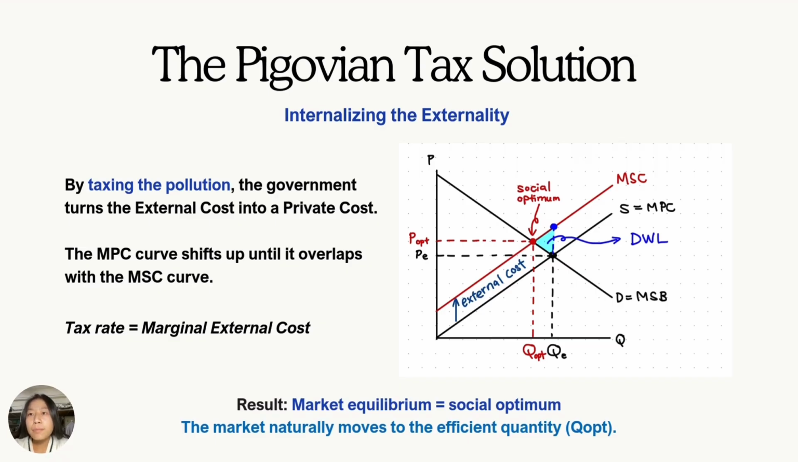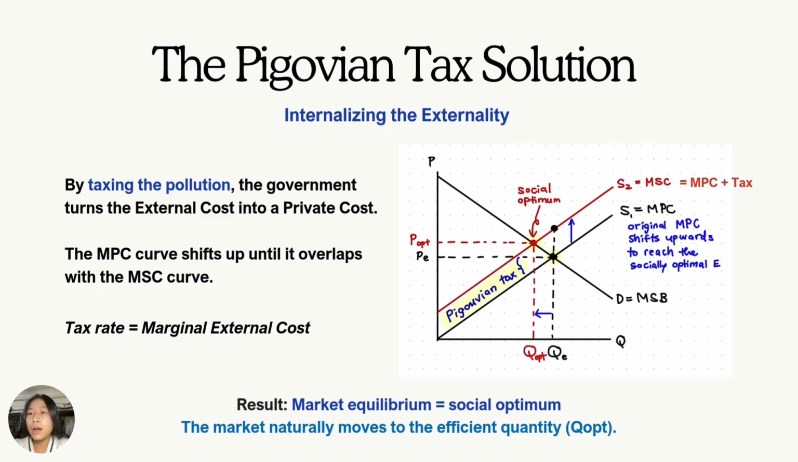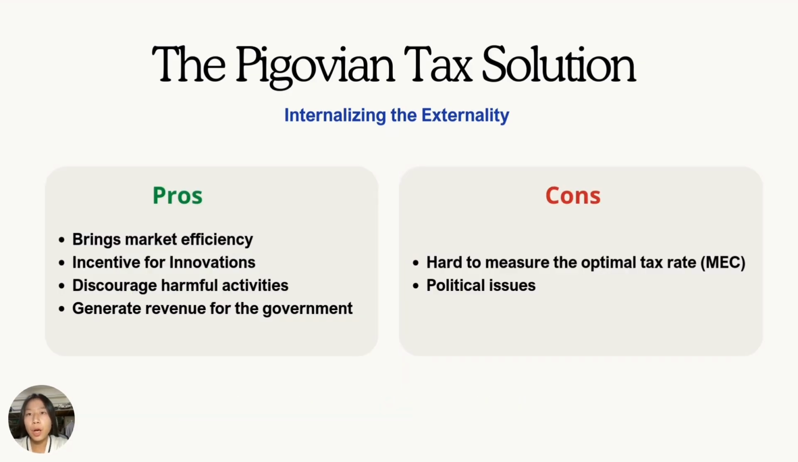And what should the tax rate be? It should be the marginal external cost, in order to let the marginal private cost curve align with the marginal social cost curve, because the marginal social cost curve equals the marginal private cost plus the tax. And this will result in the market equilibrium equaling the social optimum, and the market will naturally move to the efficient quantity. So here are a few pros and cons.